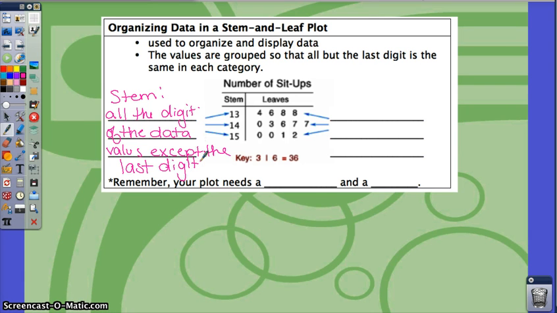So if these numbers were in thousands, if it was 2,320, 2,302 would be over here. Just the last digit, just the 0 from the 20 would be the leaf. So the stem is all the digits of the data values except the last digit. That means the leaf then is the last digit of the data values.